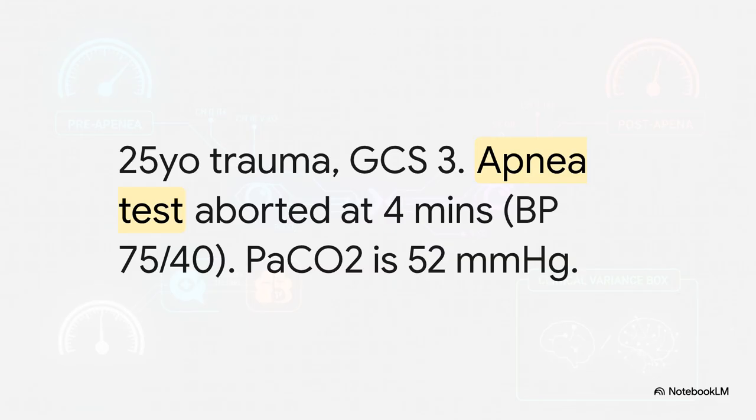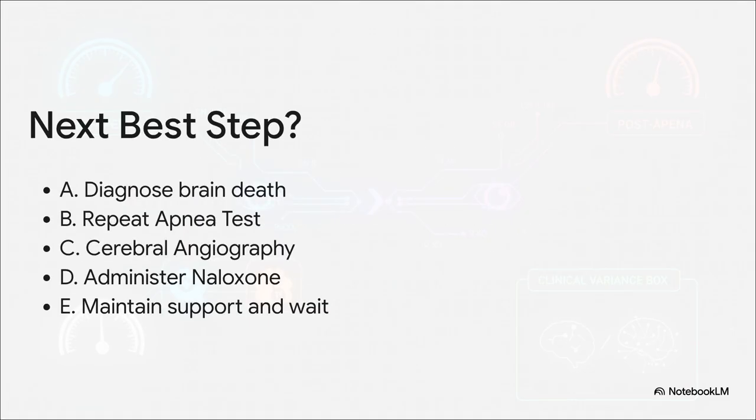You initiate the apnea test. But 4 minutes in, the patient's blood pressure abruptly drops to 75/40. You do the right thing, you follow protocol, and you abort the test. The arterial blood gas drawn at the exact moment of the abort reveals a PaCO2 of 52 millimeters of mercury. The option matrix. Next best step? You are asked for the immediate next best step in management.